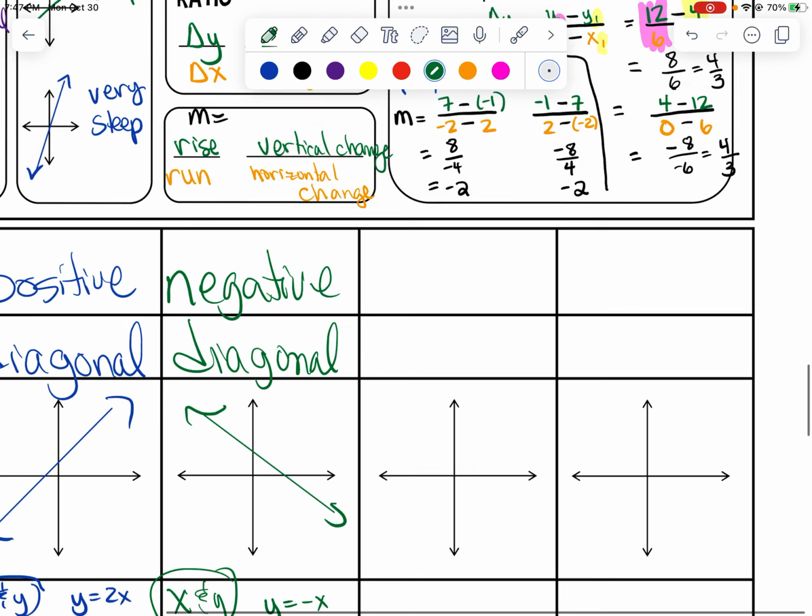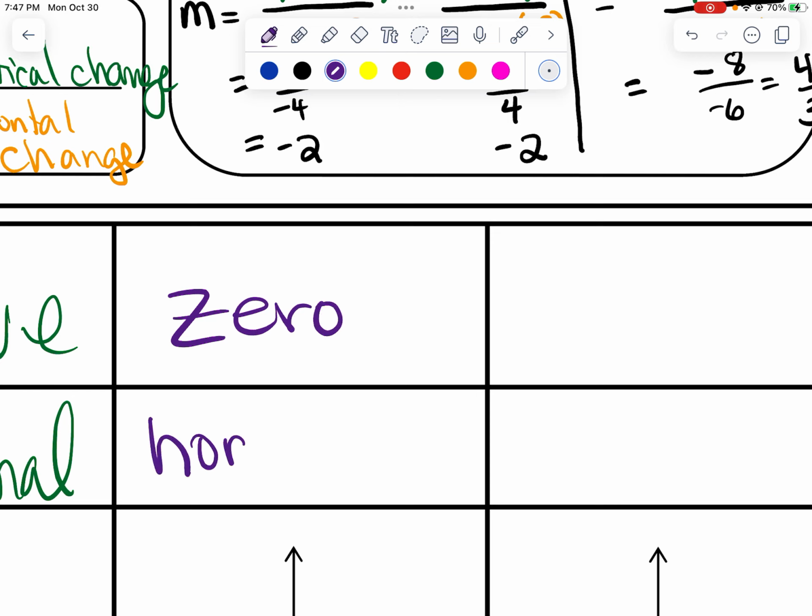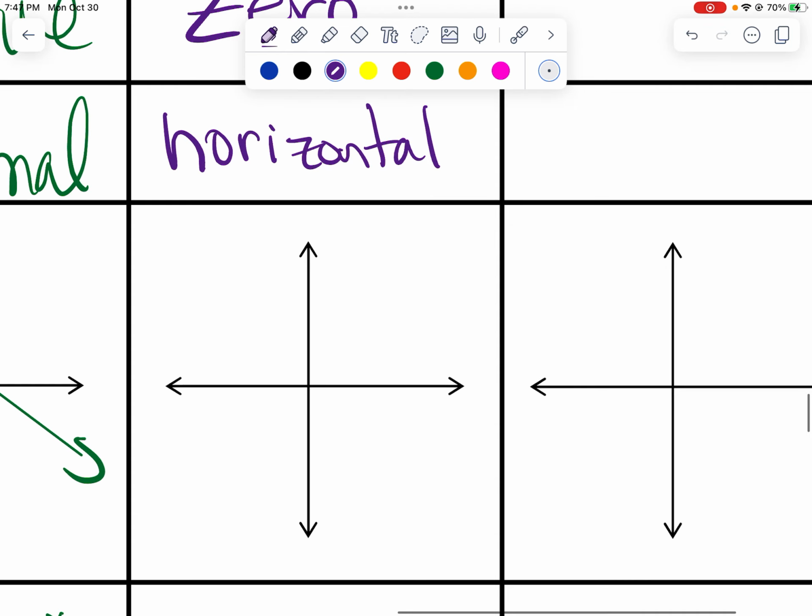Okay. Then our next one is going to be a zero slope. This is a horizontal line.